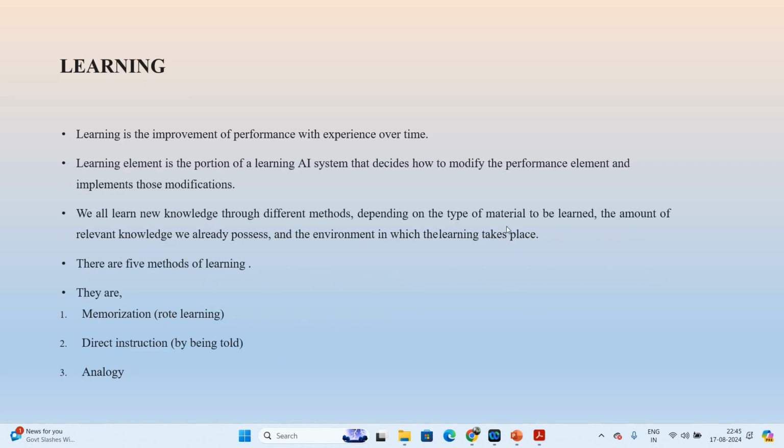Just one minute. The first one is memorization, also called rote learning. The second one is direct instruction or being told. And the third one is analogy. So the very first one is what? Memorization, direct instruction or being told, and analogy.